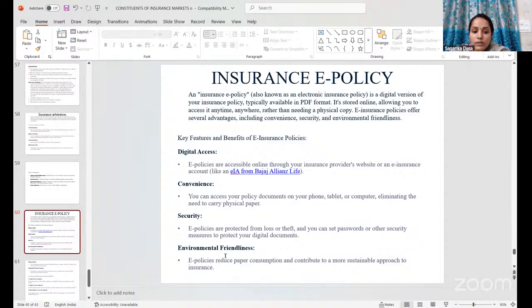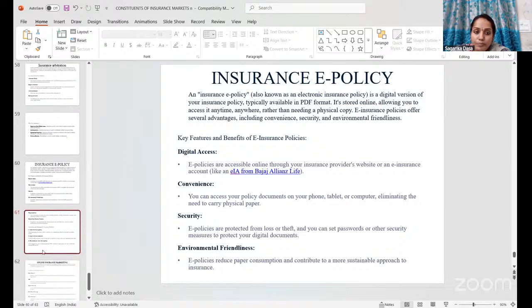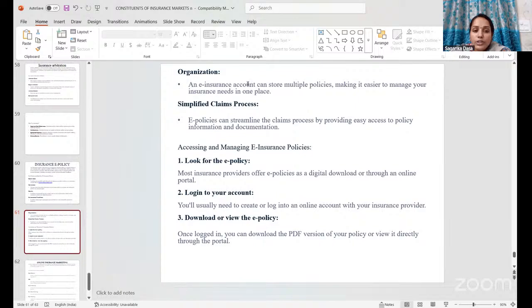Environmentally friendly: because we are reducing the paper consumption, it leads to a sustainable, environment friendly nature. Hence, e-policy also has the benefit of being environmentally friendly. An e-insurance account can store multiple policies, making it easier to manage your insurance needs in one place. So we can easily maintain different insurance policies in one place. Simplified claim process: e-policies can streamline the claim process by providing easy access to the policy information and documentation.